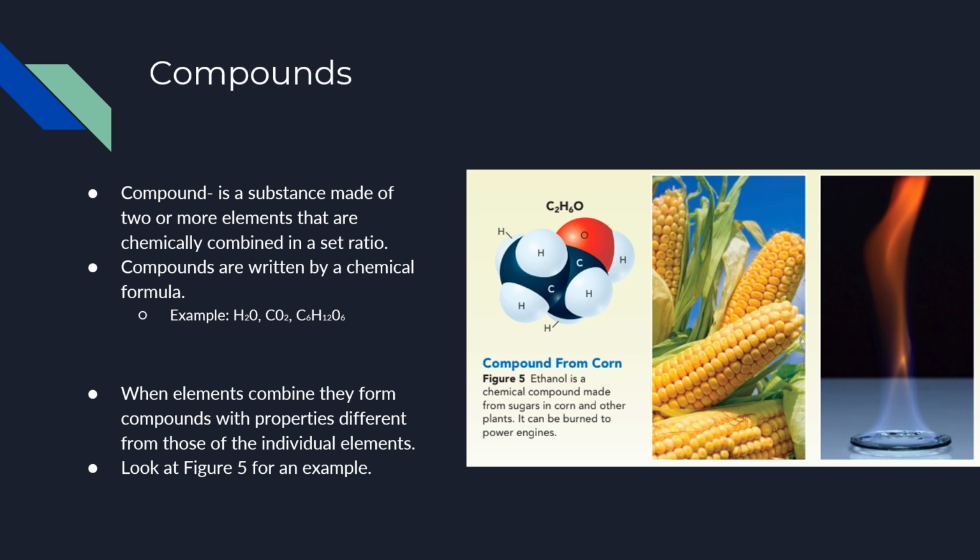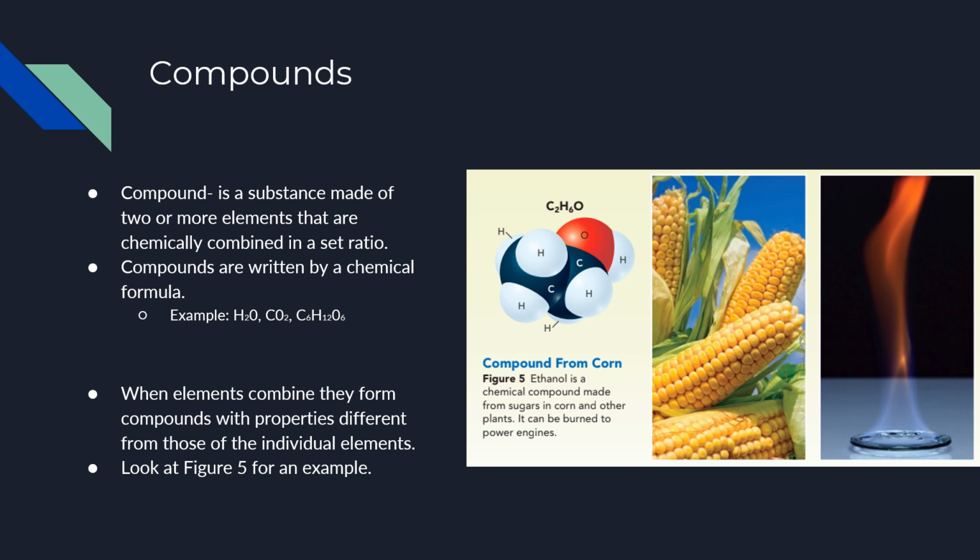So we're going to look at figure 5 for an example. So here we have C2H6O, and that is ethanol. So compound from corn, figure 5. Ethanol is a chemical compound made from sugars in corn and other plants. It can be burned to power engines. So we use ethanol as fuel to power lots of different things, and of course we know that it burns.